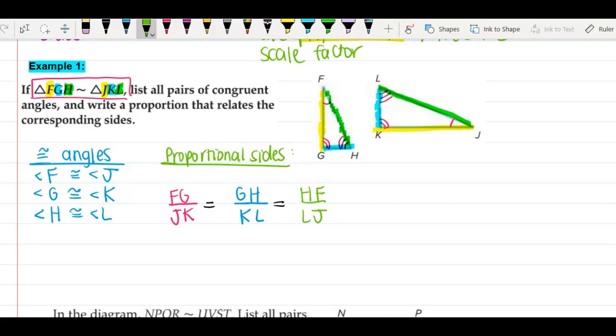As you do these, I did want to make one point. The letters have to stay in the same order like we wrote our congruence. Anywhere you see an F, you're going to see a J. Anywhere you see a G, you're going to see a K, H, and L. They always go hand in hand. But you could switch these proportions. If I wanted to do the bigger triangle over the smaller triangle, that's fine. You just have to be consistent. You can't say FG over JK and then KL over GH. It always has to go smallest over biggest or biggest over smallest.